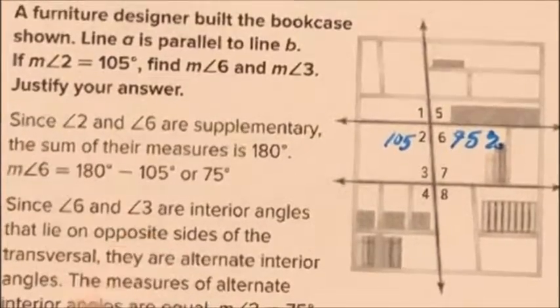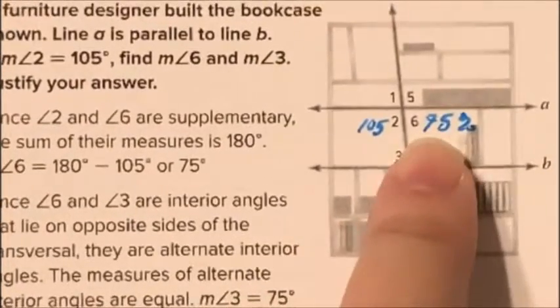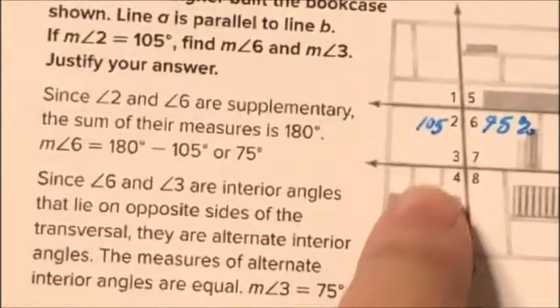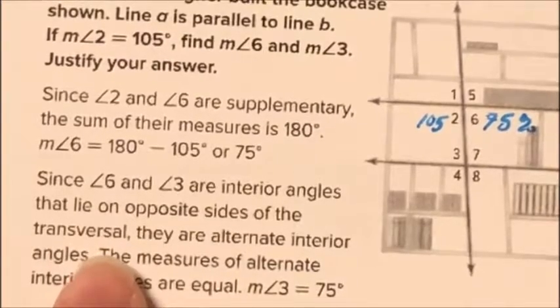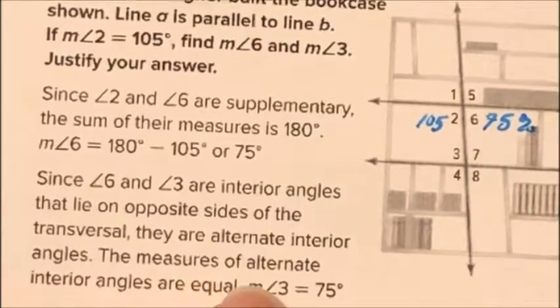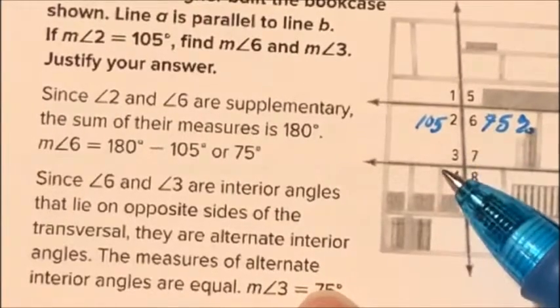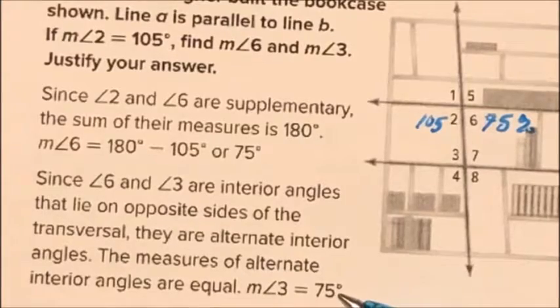Now I can look at 6, and then I need to find 3. Since 6 and 3 are interior angles, and lie on opposite sides of the transversal, they're alternate interior angles. The measure of alternate interior angles are equal. So 6 and 3 are equal to one another, which means 3 has to be 75 degrees as well.